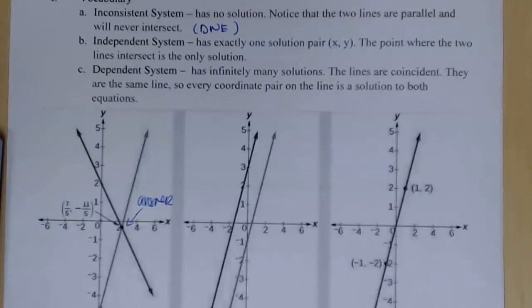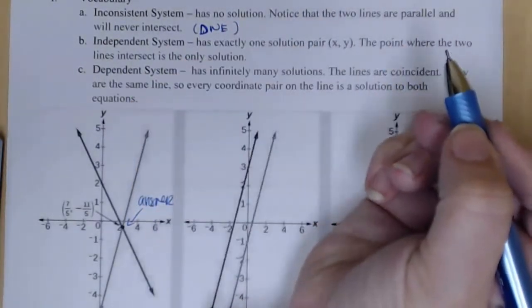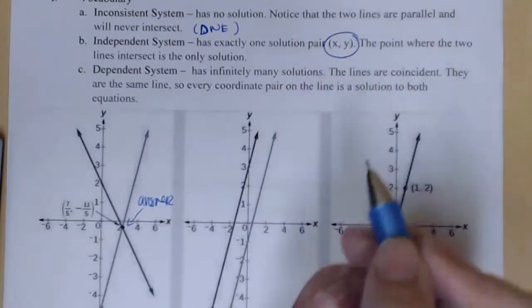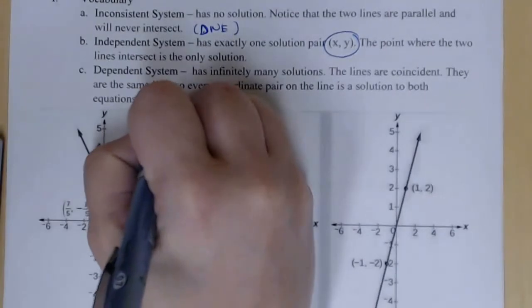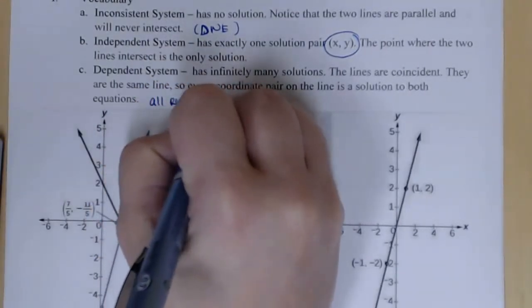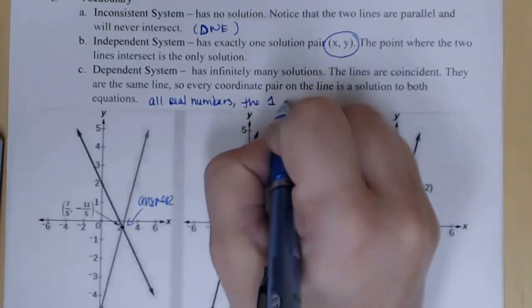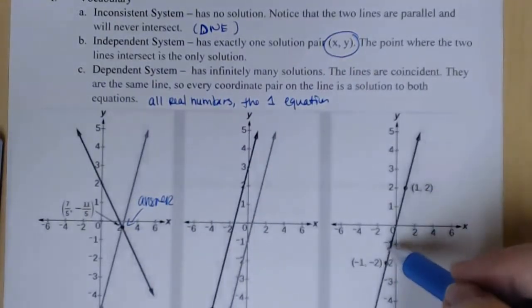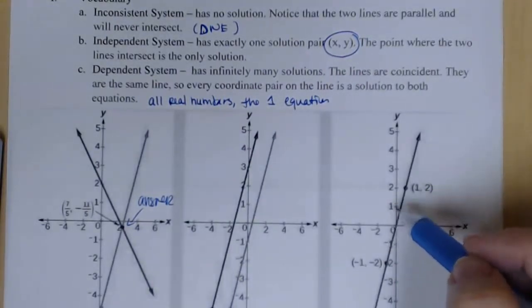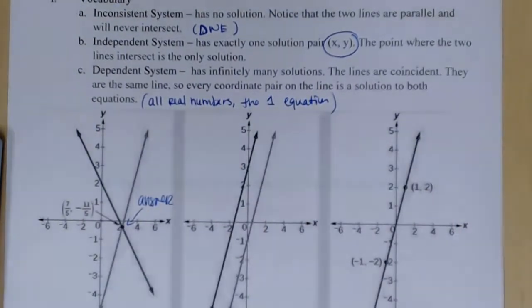The lines coincide, and they are the same line, so every coordinate pair on the line is a solution to both. So for the first one, your answer is going to be DNE. Your second one is going to have an answer of an ordered pair. And your third one will have an answer of either all real numbers, or in the homework, it'll have you enter the one equation that they both are, because you can see this is only one equation. So that might just have you enter x and then something like 2x plus 4 for the y. So those are the three different kinds of systems that we work with.